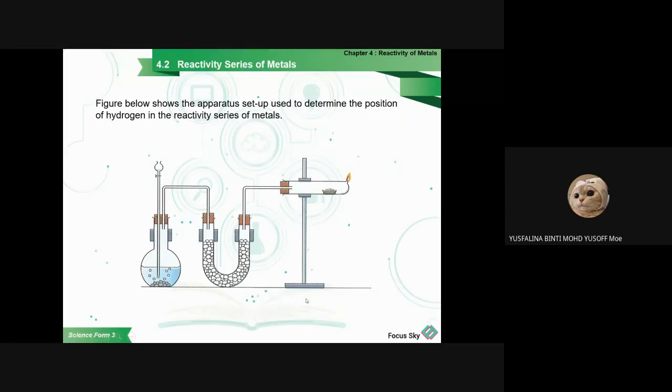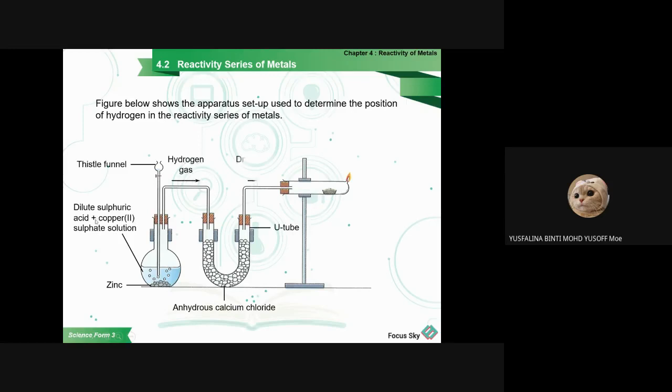The figure below shows the apparatus setup used to determine the position of hydrogen in the reactive series of metal. Inside the flask you have dilute sulfuric acid plus copper sulfate solution, and this is the zinc. This is the anhydrous calcium chloride. It makes sure that the gas flowing through the tube is dry, as it will absorb the water, and then it will form dry hydrogen gas here.